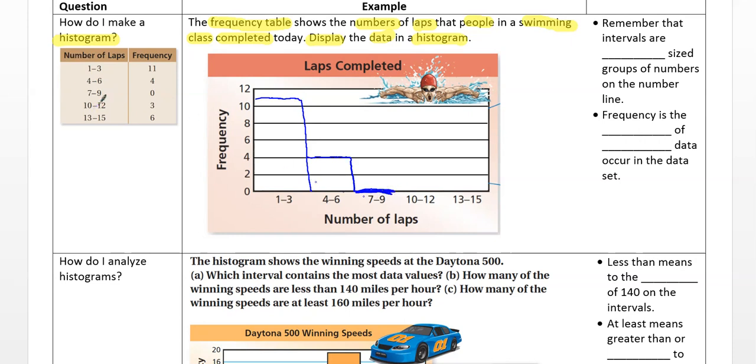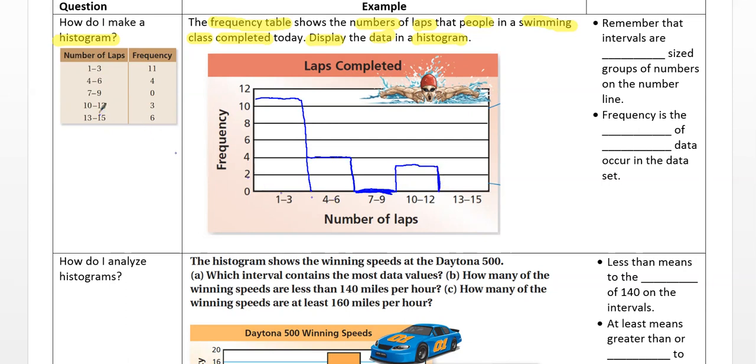Okay, now the interval, they're all the same size, the same range of values. Oh, they're all 3. Interval 10 to 12, and there is a frequency of 3. That means how many people swam 10, 11, or 12 laps? 3. And yours probably is better than mine.